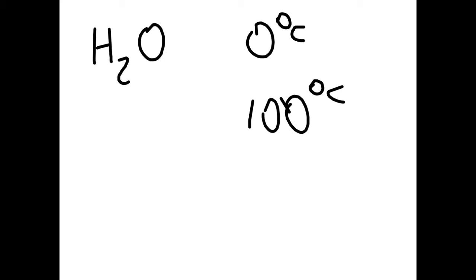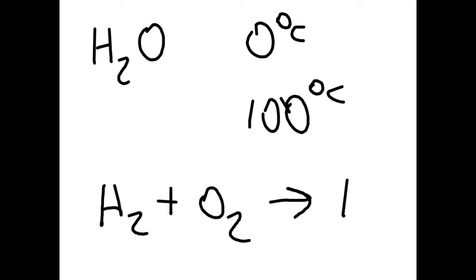A chemical property, a chemical change. Okay? So a chemical change would be something like H2 plus O2 forming H2O, right? Hydrogen and oxygen change chemically to form water. That is a chemical change.